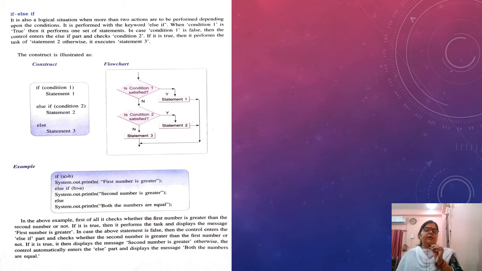Here is an example. If a is greater than b, then print first number is greater. Else if b is greater than a, then second number is greater. Else both the numbers are equal. See, here three statements are given. We have taken two numbers only. We have checked if a is greater than b, then print it, the first is like if else, then the second is greater. If both the numbers are equal, it will print that both numbers are equal.